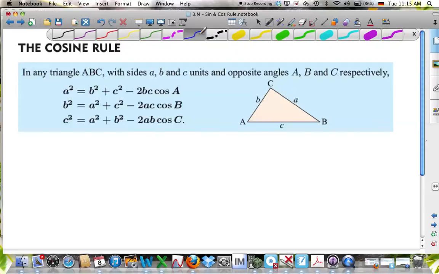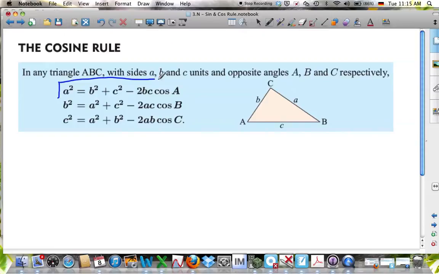This one looks a little bit more complicated, but it's not too bad. Okay, so the basic principles are the same. We start with the correct labeling, and there are 3 forms of the rule, depending on which angle you're looking at, but really you only need to look at one of them.